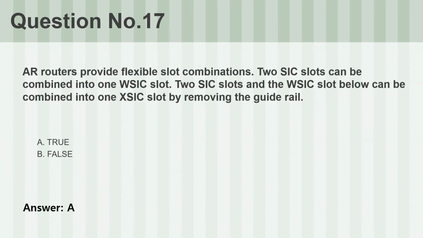Question number 17. Our routers provide flexible slot combinations. 2 SIC slots can be combined into one WSIC slot. 2 SIC slots and the WSIC slot below can be combined into one XSIC slot by removing the guide rail. A. True. B. False. Answer, A.